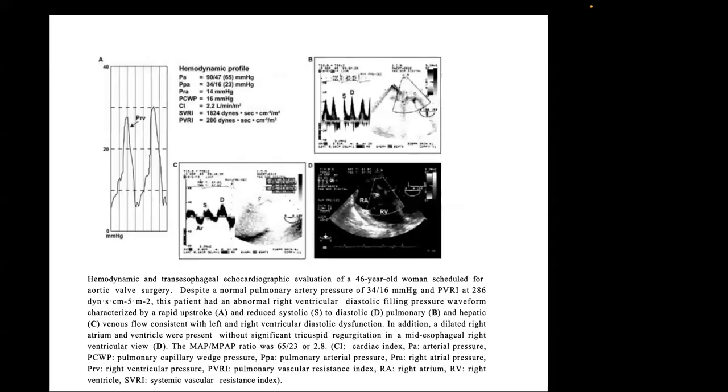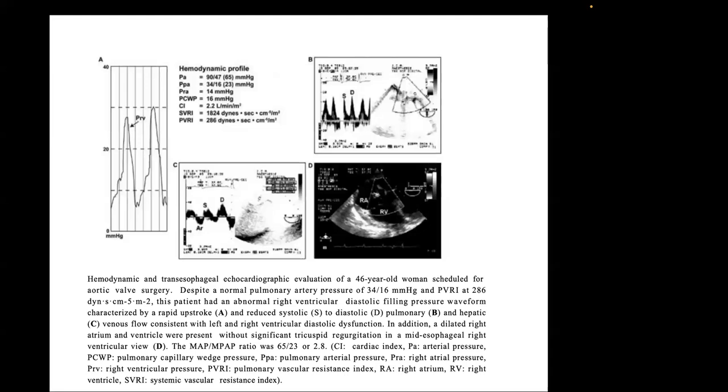And this is a hemodynamic and transesophageal echocardiographic evaluation. A 46-year-old woman was scheduled for aortic valve surgery despite a normal pulmonary artery pressure of 34/16 mmHg. PVRI is 286 dyne second per centimeter.